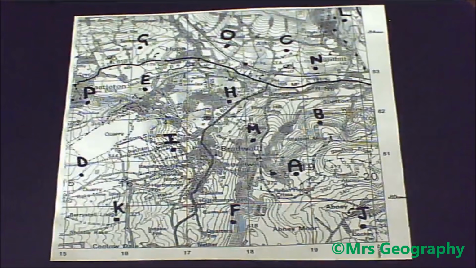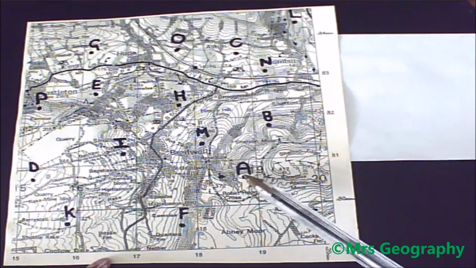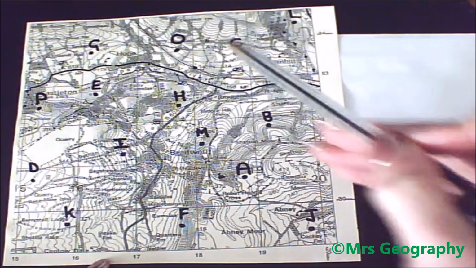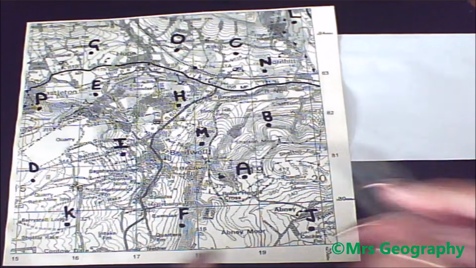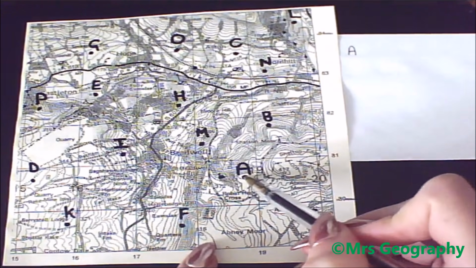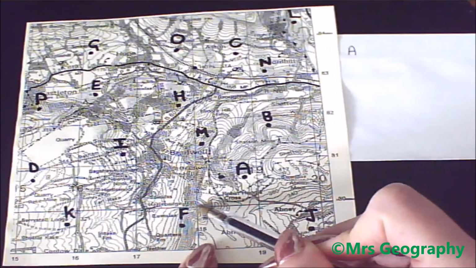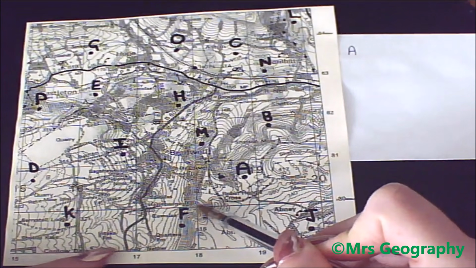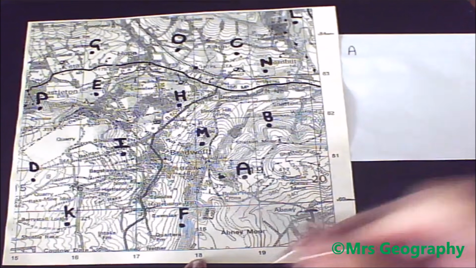Right, so let's now apply our new knowledge of six-figure grid references to this example. Now, we're going to find each point individually in each letter. If you want to pause the video and do this on your own and check your answers, you're more than welcome to. But let's try A together. So, point A is in this grid square. So bottom left-hand corner, and we go along the corridor. So the number is 18.